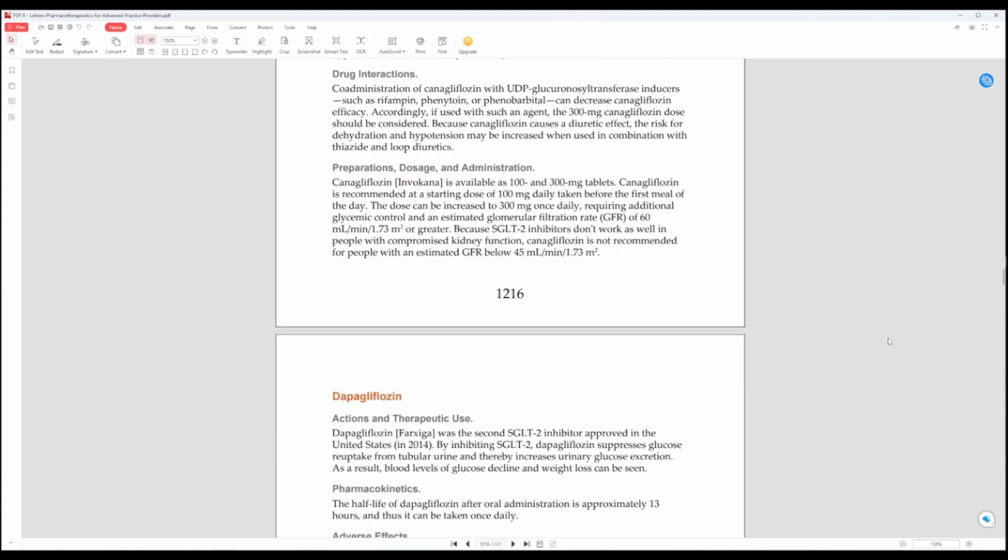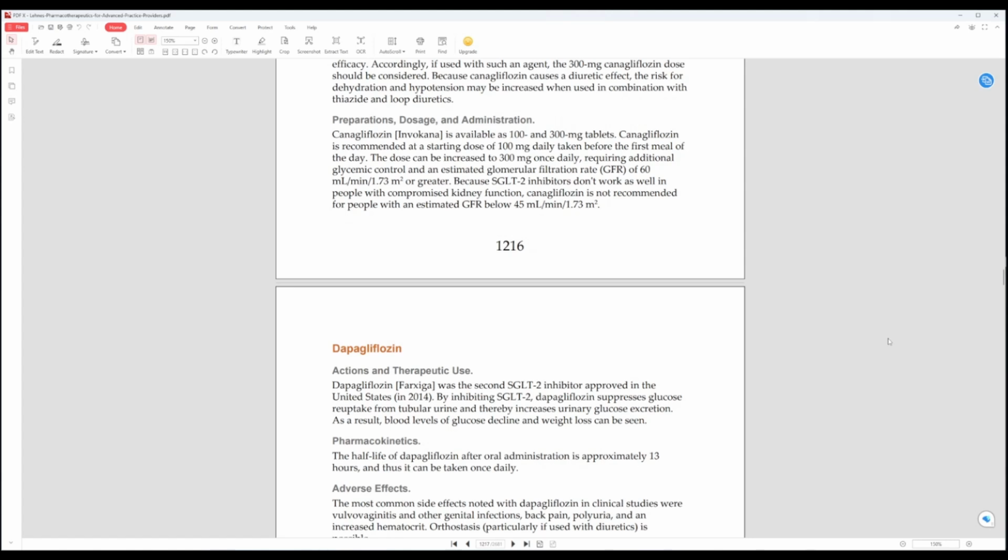Drug interactions. Co-administration of canagliflozin with UDP glucuronosyl transferase inducers, so your rifampin, phenytoin, and phenobarbital, can decrease canagliflozin efficacy. Accordingly, if used with such an agent, a 300 mg canagliflozin dose should be considered. Because canagliflozin causes a diuretic effect, the risk for dehydration and hypotension may be increased when used in combination with a thiazide or loop diuretic.